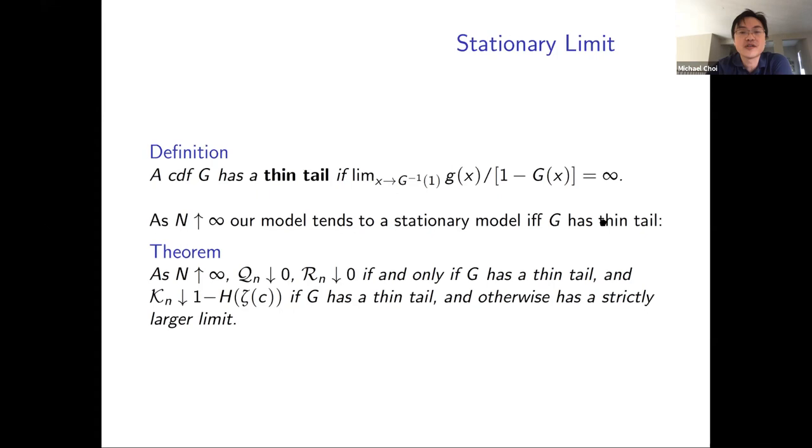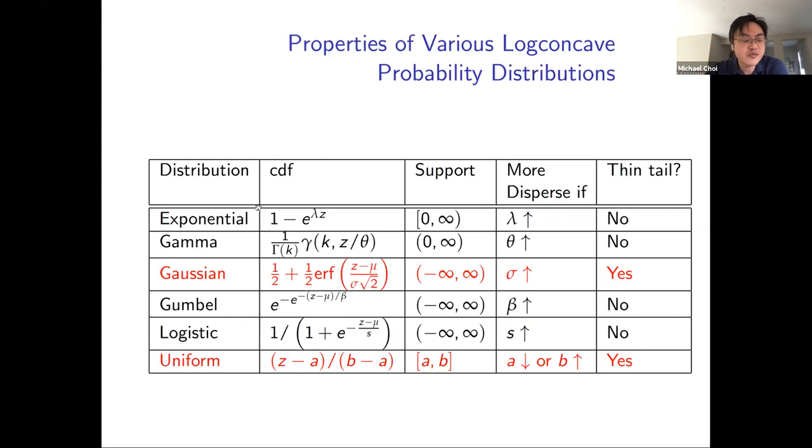So if the number of options explodes, then the model converges to a stationary model if and only if the known factor has a thin tail. That's the finding. The key intuition is that the order statistic gap is going to vanish at the limit if and only if G has a thin tail. That's the crucial idea of this proof. If you look at a list of commonly used distributions, even if they're log concave, they might not have a thin tail. Here, Gaussian and uniform have thin tails, but the other ones don't. So it matters which distribution you pick.